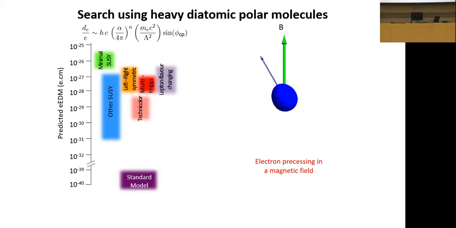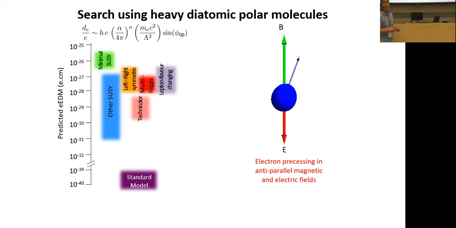And conceptually, this is the way that we measure the EDM. So this sphere is again the electron, and this purple arrow is its spin. And if a magnetic field is applied, then the spin precesses at some rate. And if an electric field is applied together, then due to the interaction between the EDM and the electric field, the precession rate is changed. And if we measure for the reversed electric field, then the difference between these two cases is proportional to the EDM size, right? So we can measure the EDM.